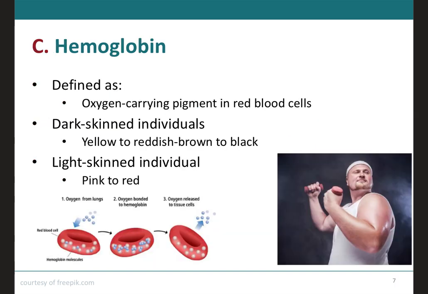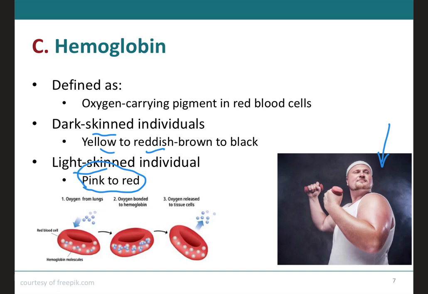The red color in the red blood cells is due to hemoglobin, which is this oxygen-carrying pigment that can vary a little bit in color depending on whether it's present in dark-skinned individuals or in light-skinned individuals. In dark-skinned individuals, it can range from yellow to reddish brown, and in light-skinned individuals, it will range from pink to red.